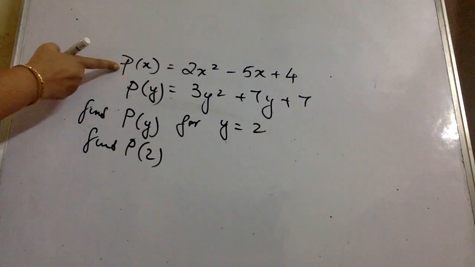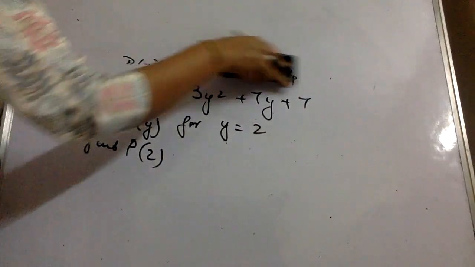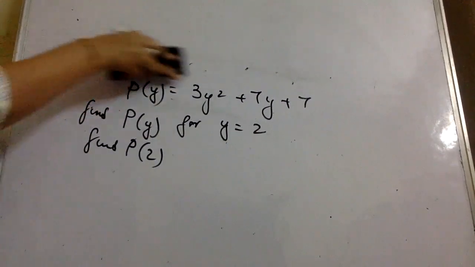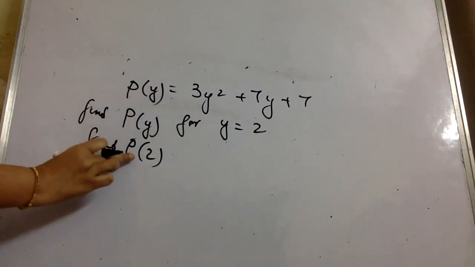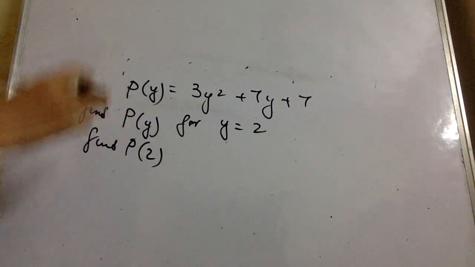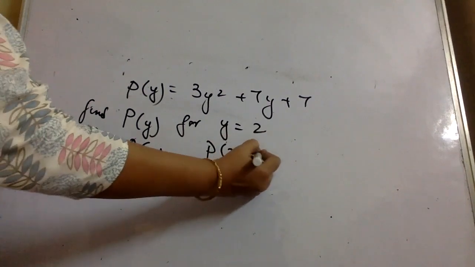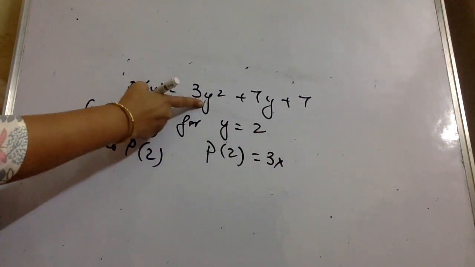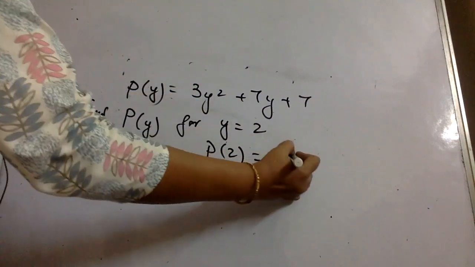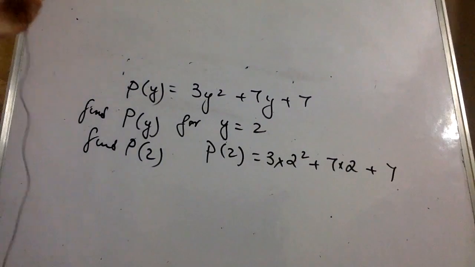Don't confuse with this. So they just give you this equation. There's just one polynomial given and they ask you to find p(2). Then what do you do? Very simply, p(2) is equal to 3 into, in place of y, put a 2, so 2 square, plus 7 into 2 plus 7.